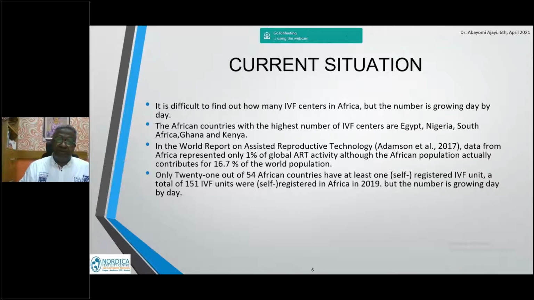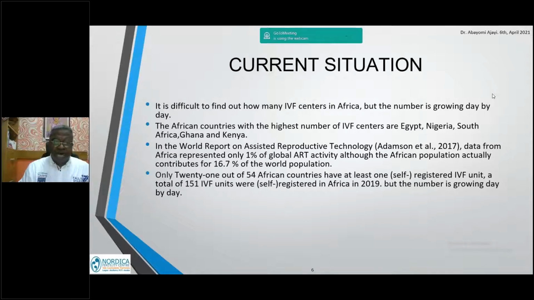I'll say it's difficult to find out how many IVF centers are in Africa. Data is always a problem in this part of the world. The African countries with the highest number of IVF centers are Egypt, Nigeria, Ghana, and Kenya. In the World Report on Assisted Reproductive Technology by Adams in 2017, Africa represented only 1% of global ART activity. Like I said earlier on, the population does not reflect the same.